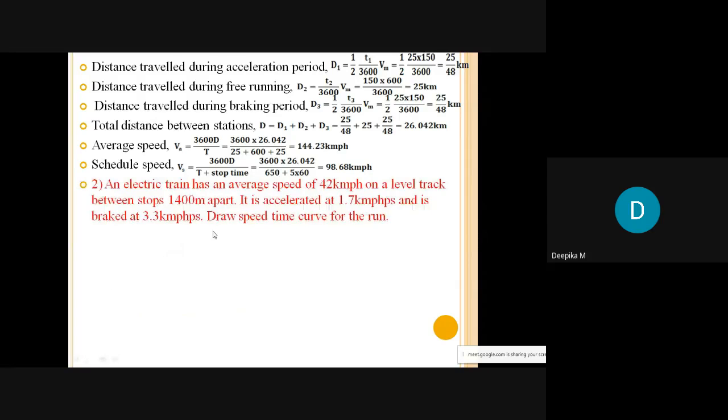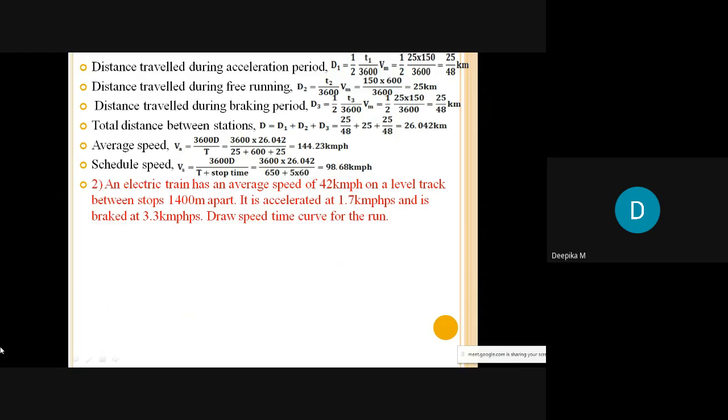So the second problem goes like this. An electric train has an average speed of 42 kilometer per hour on a level track. You see here, average speed is given over here. And the stops are 1400 meter apart. That is the distance is given. It is accelerated at 1.7 kilometer per hour per second, and is braked at 3.3 kilometer per hour per second. And here we have to draw the speed time curve for the run.